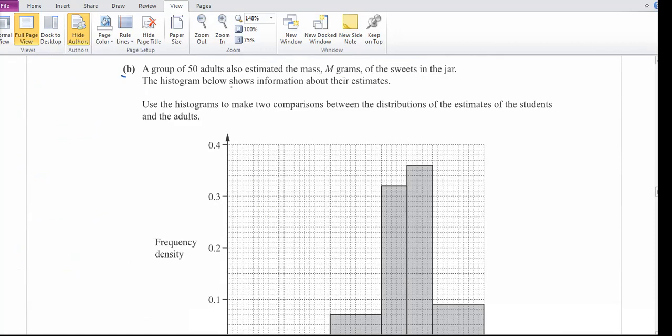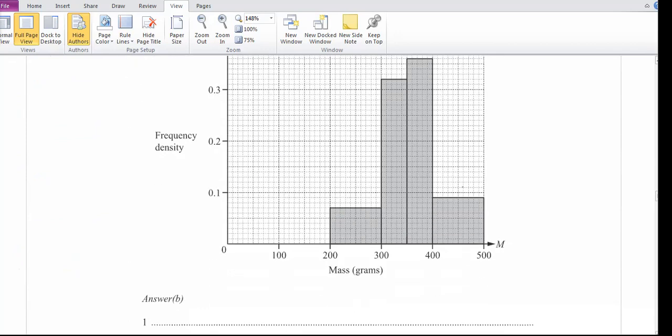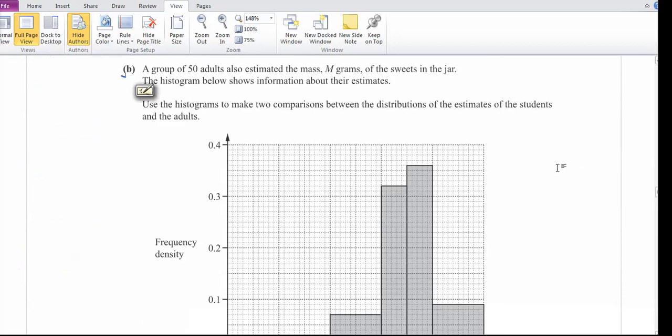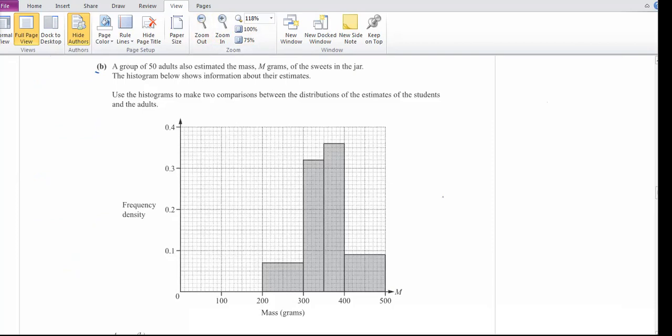Part B: a group of 50 adults also estimated the mass m grams of sweets in the jar. The histogram below shows the information of their estimates. This is the histogram of their estimates. Okay. Now what is the question? The question is: use the histogram to make two comparisons between the distribution of the estimates of the students and adults.